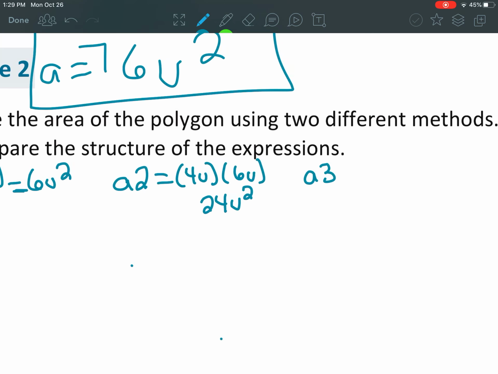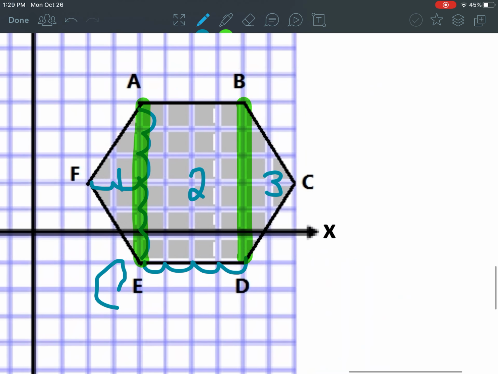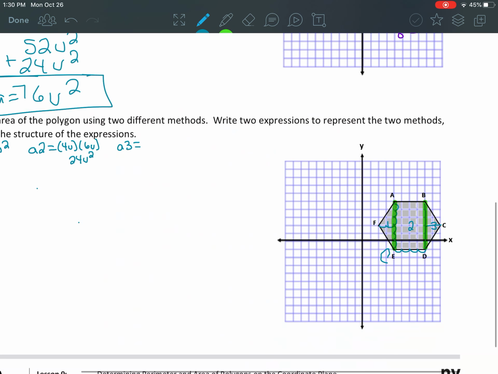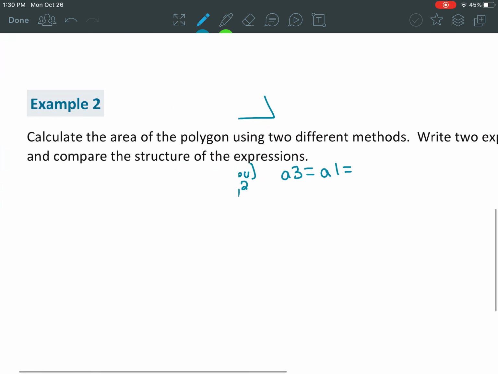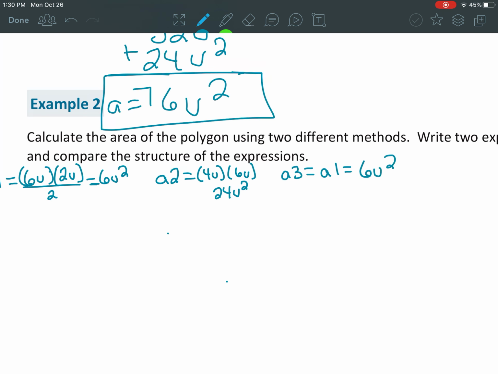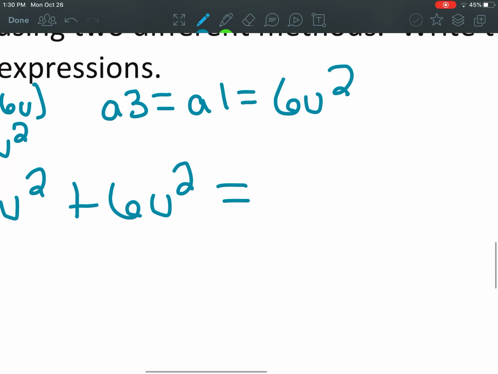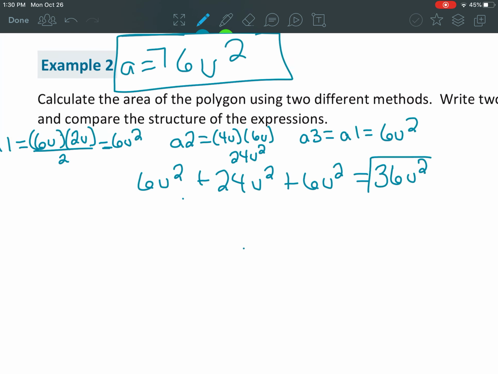Then our next one, the area of 3. That has the same base and the same height as our first one. So I'm just going to say that the area of 3 equals the area of 1. And we know that to be 6 units squared. So then I would add 6 units squared plus 24 units squared plus 6 units squared. And that's equal to, well, 6 plus 24 is 30. 30 plus 6 is 36. So 36 units squared would be our area.